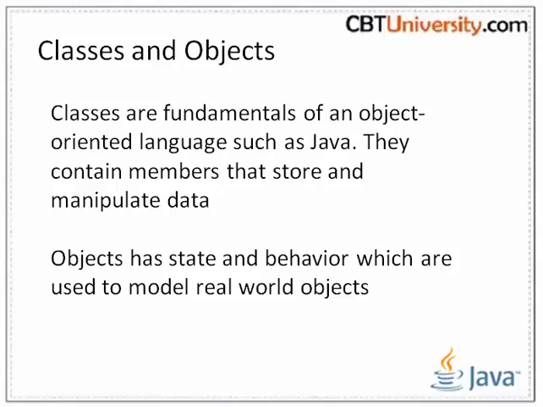Classes are fundamentals of an object-oriented language such as Java. They contain members that store and manipulate data. Objects have state and behavior which are used to model real-world objects. For example, dogs have state, that is color, breed, and behavior, barking, wagging tail, and cars, they have a state, that is speed, and behavior, brakes and gears.